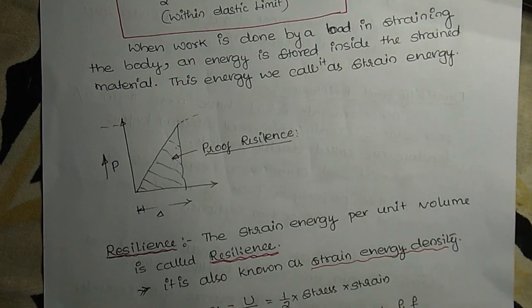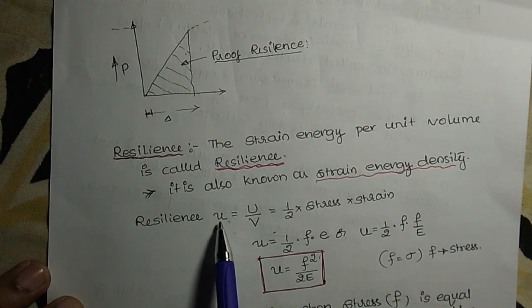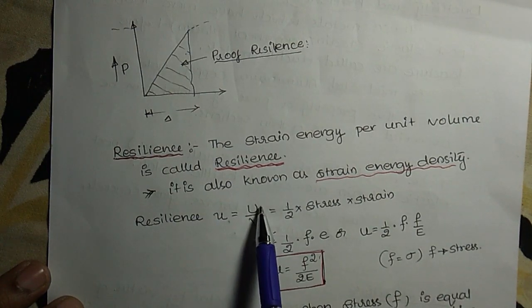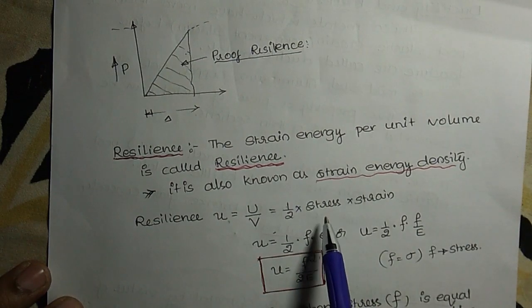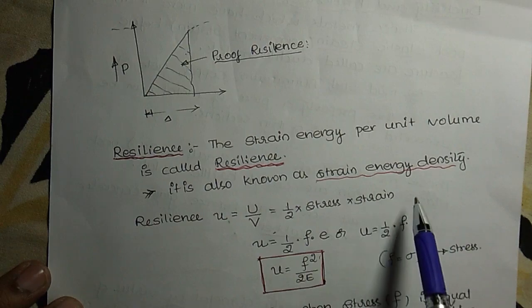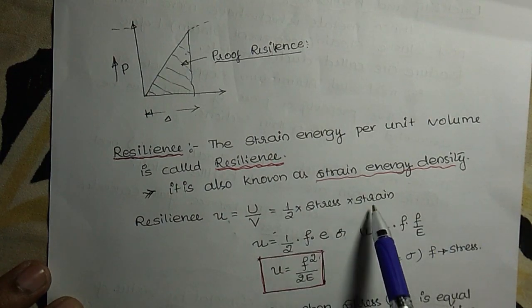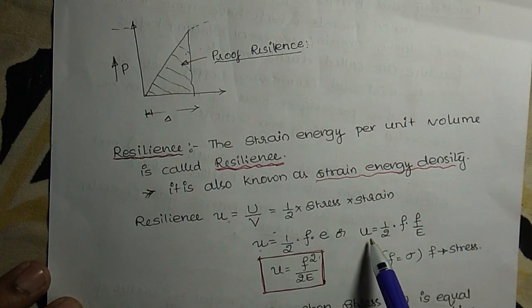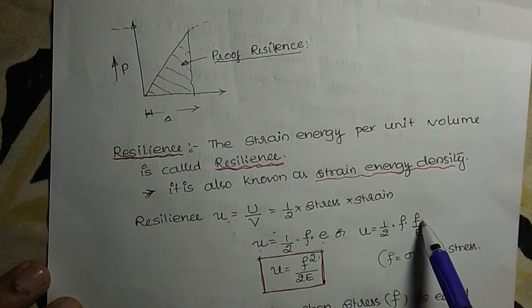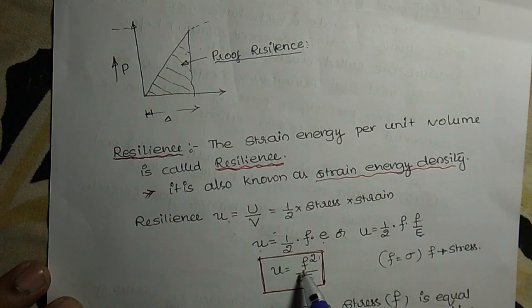Okay, usually it can be represented something like this. Resilience is written in small letter u, which is total strain energy divided by volume. So it is equal to, strain energy is nothing but half into stress into strain into volume. So that volume will get cancelled and you will remain with half into stress into strain. So it can also be written as half into F into E. Okay, and E can also be written as F by E. So the resilience formula comes to be U is equal to F square divided by 2E.